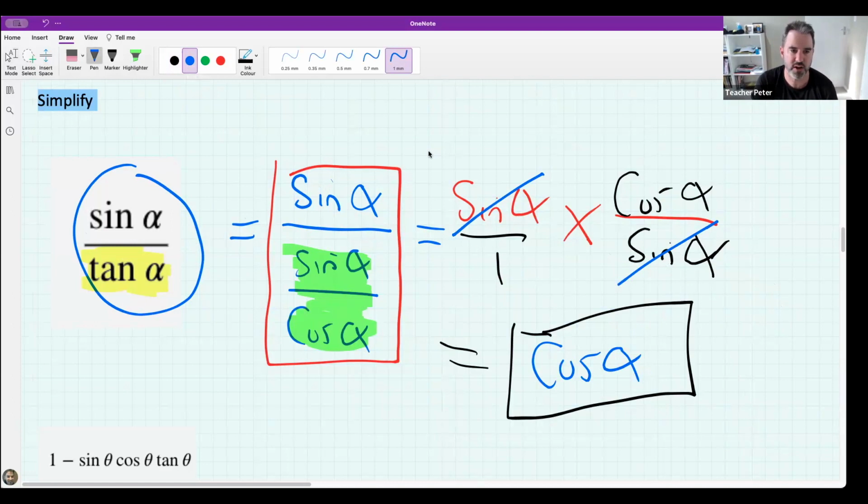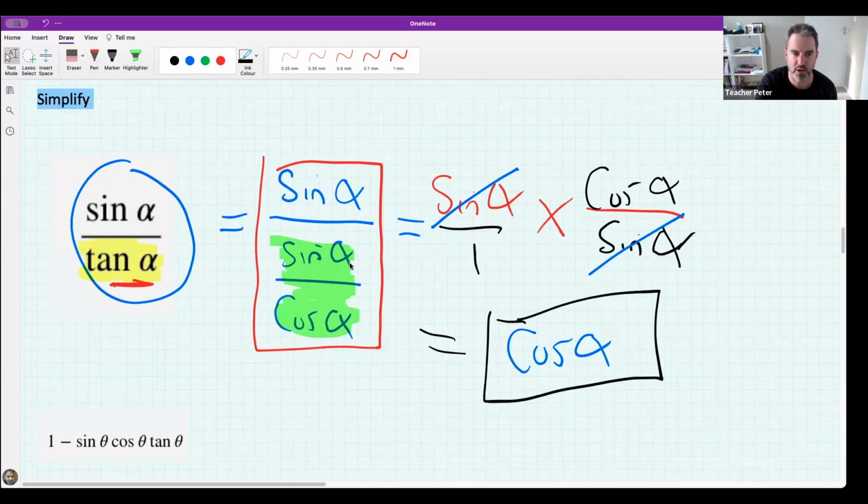So let's just go over the strategy. Step 1 was to replace the tan of alpha with this stuff over here. Then it was to change from dividing by a fraction to timesing by a fraction. And then it was canceling. So there were 3 steps that we had to use, and those steps are very, very common in these types of questions.